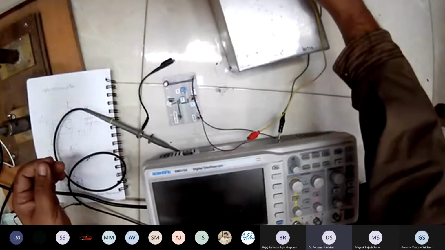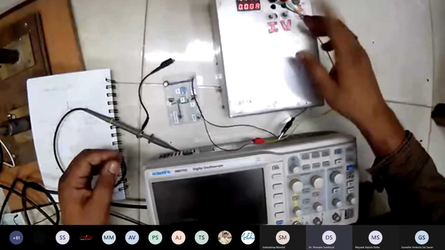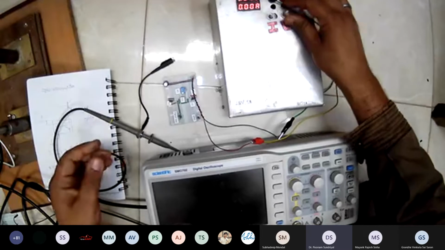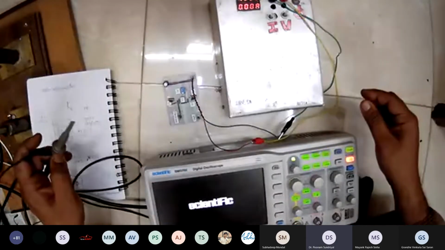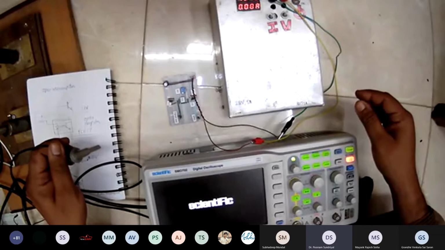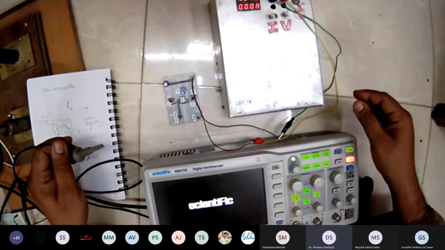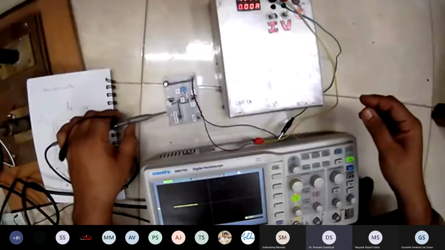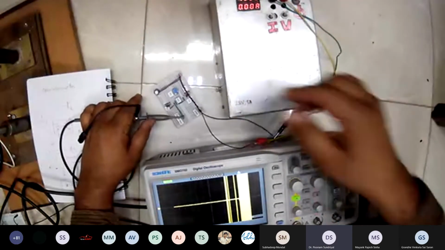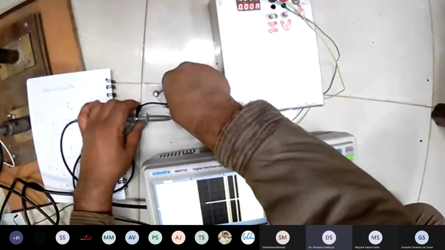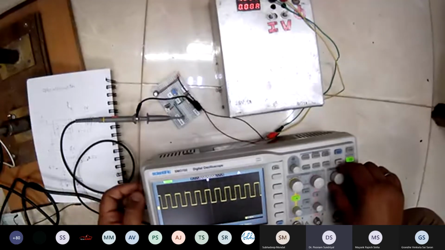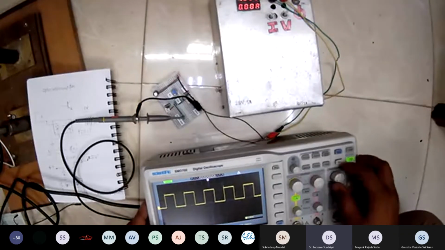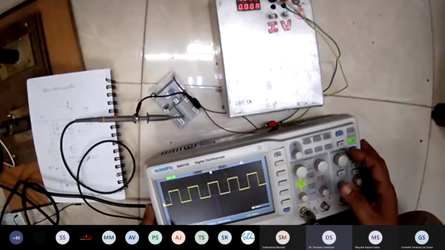I've switched on the power supply. We can keep it at 5 volts, and right now it's at 5 volts. Let me switch on the oscilloscope. Between this point and this point, we should be able to see the waveform. Are you able to see the waveform? Yes, sir.